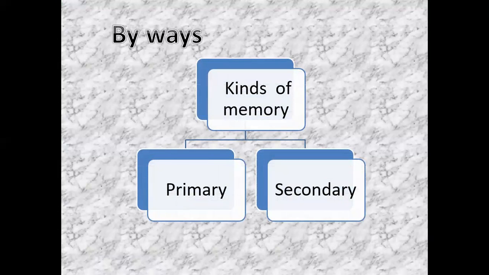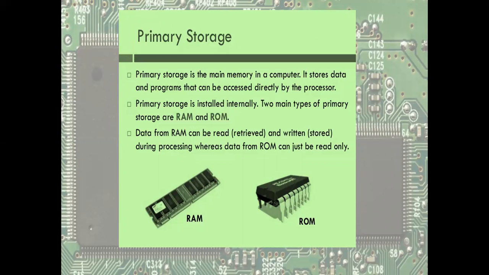By the way, there are two main kinds of memory: primary and secondary. Primary memory means inside the computer, inside the CPU. RAM and ROM are primary memory. Secondary memory is outside the computer. If you want to shift data from one PC to another PC, you can use the secondary memory.